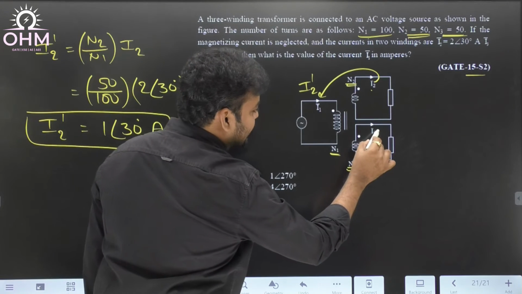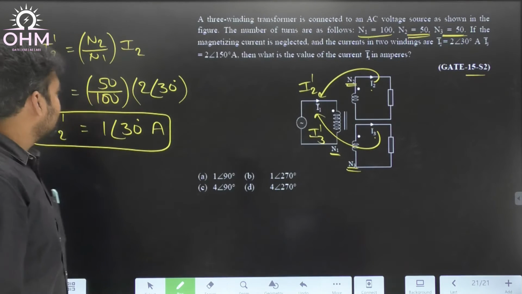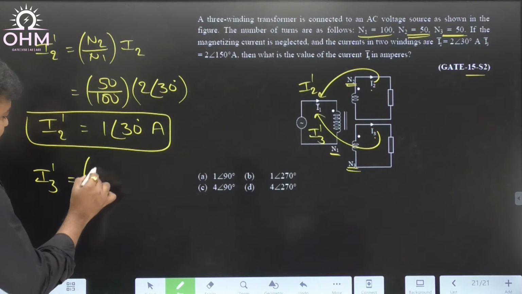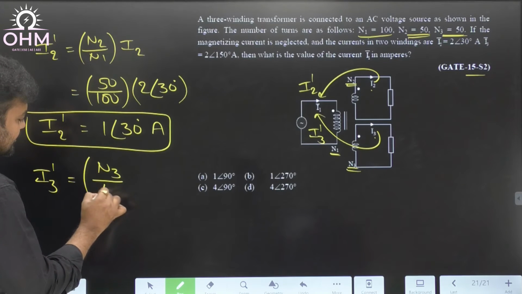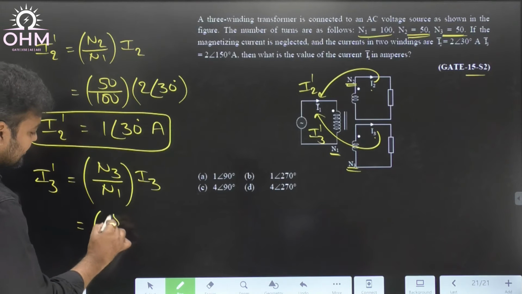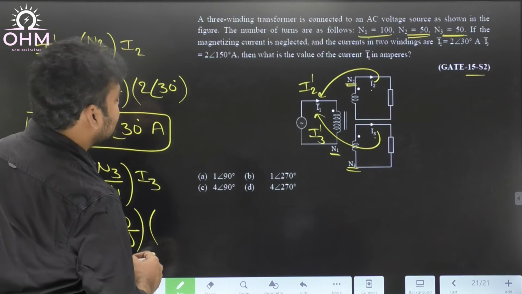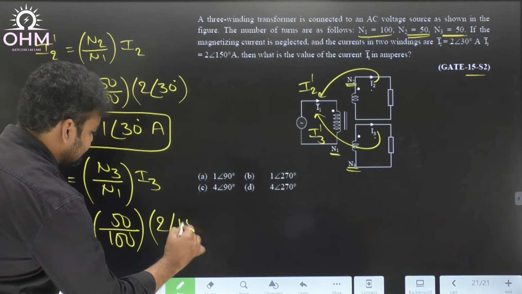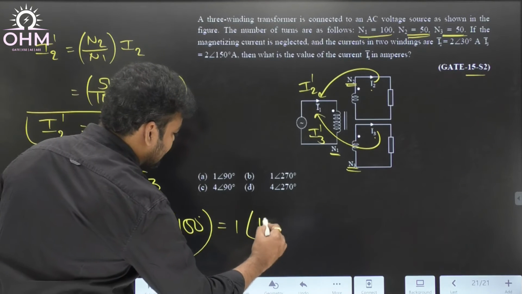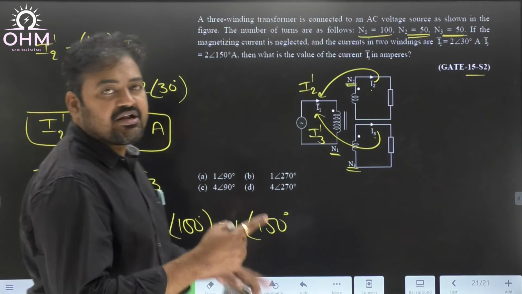Similarly, transfer this I3 to the primary side, its value will become I3 dash. So in a similar manner, what is the I3 dash formula? I3 dash is equal to N3 by N1 times I3. So therefore, N3 by N1, 50 by 100, into I3. How much is I3 given? 2 at an angle 150. So if you solve it, it will become 1 at an angle 150 degrees. This is I3 dash. Now I have I2 dash and I3 dash.